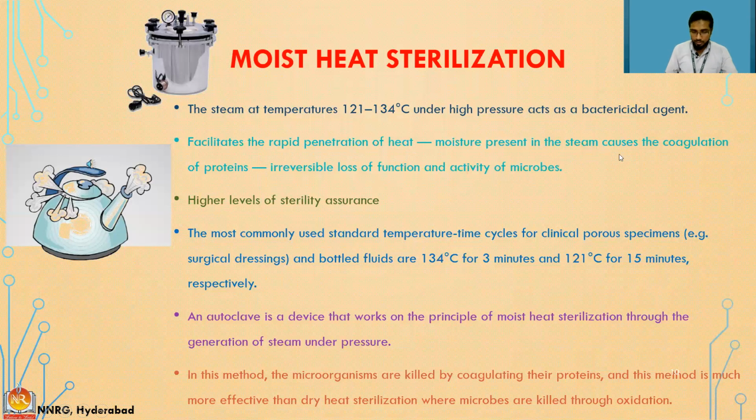Moisture present in the steam causes coagulation of proteins. That high temperature of water molecules causes coagulation of the proteins, an irreversible loss of function and activity of microbes. Because of high heat, the proteins are losing their nature. As a result, they are getting sterile. They are not able to survive. And higher levels of sterility are assured in this method. This is the most commonly used standard method, right?